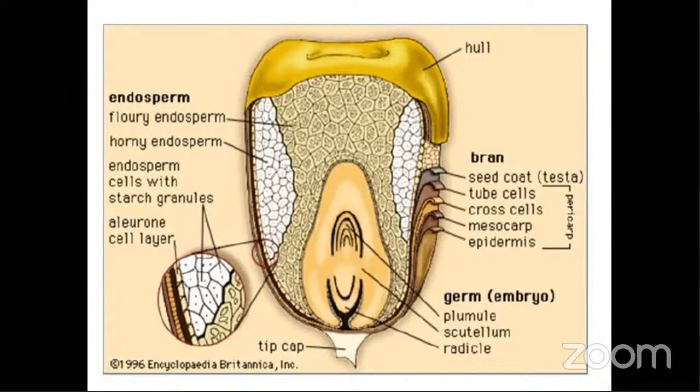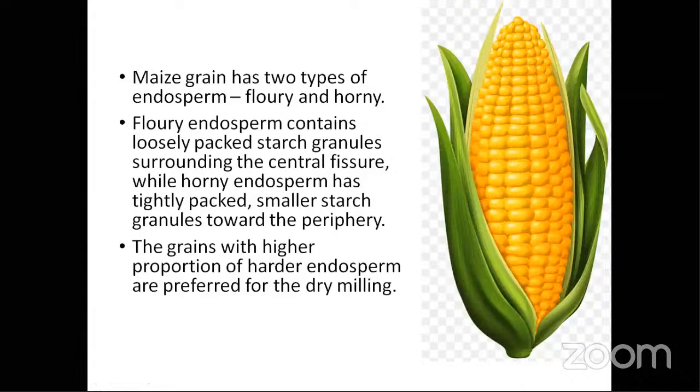And then you may see, bran is there. So bran, epidermis, mesocarp, cross cells, tube cells, and then the seed coat, germ, plumule, scutellum, and the radicle. Now here you see, this maize grain has two types of endosperm, floury and horny. Horny is present at the periphery, and floury is present in the center.